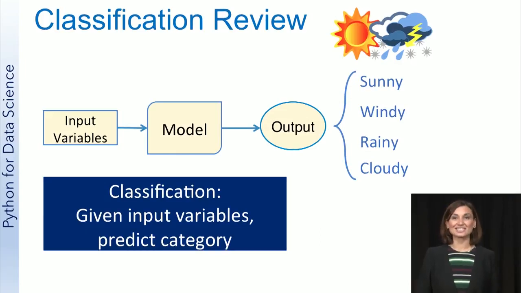The classification example shown here is one we have seen before. The input variables are measurements such as temperature, relative humidity, atmospheric pressure, wind speed, and wind direction. The task for the model is to predict the weather category associated with the input data. The possible values for the weather category are sunny, windy, rainy, or cloudy. Since we are predicting the category, this is a classification task.